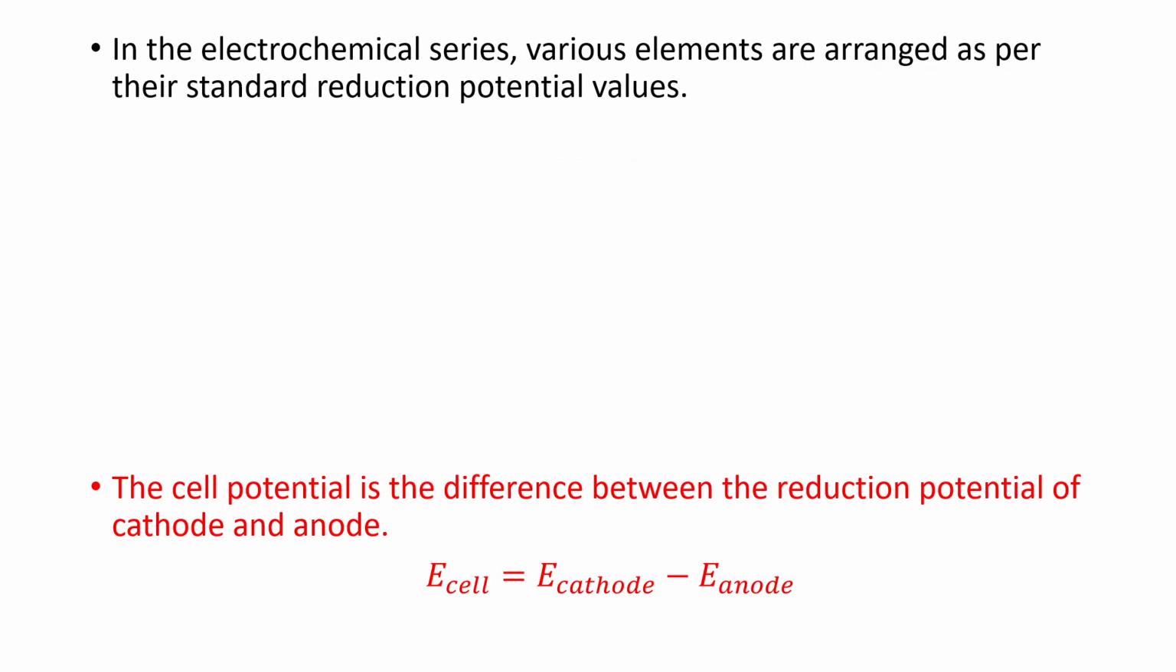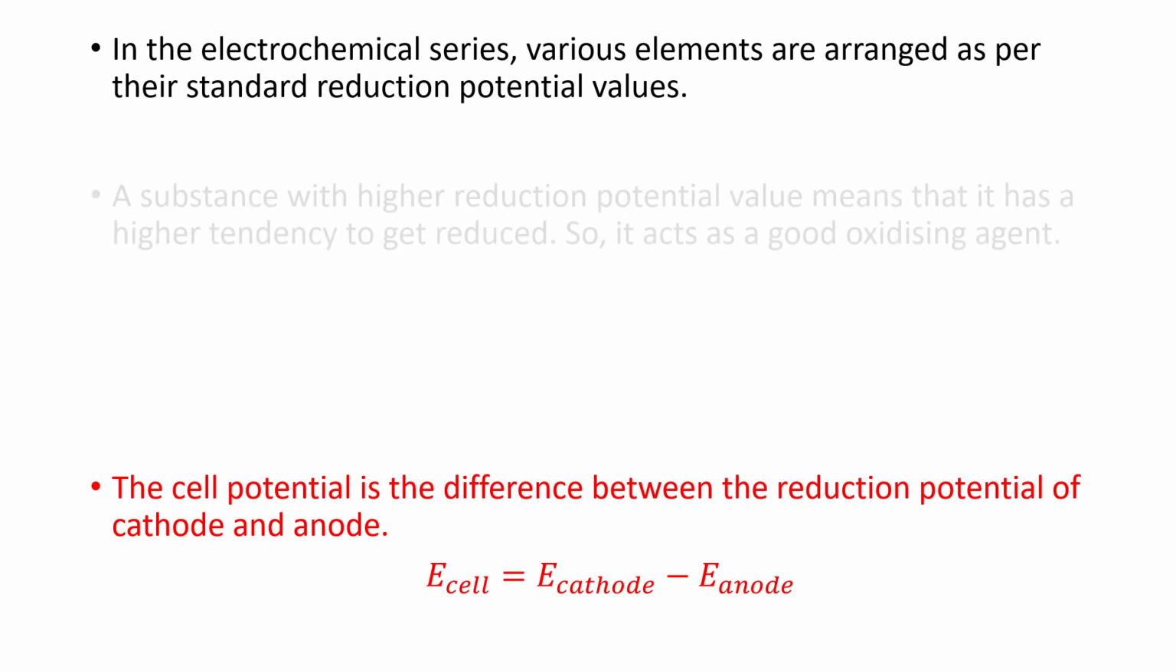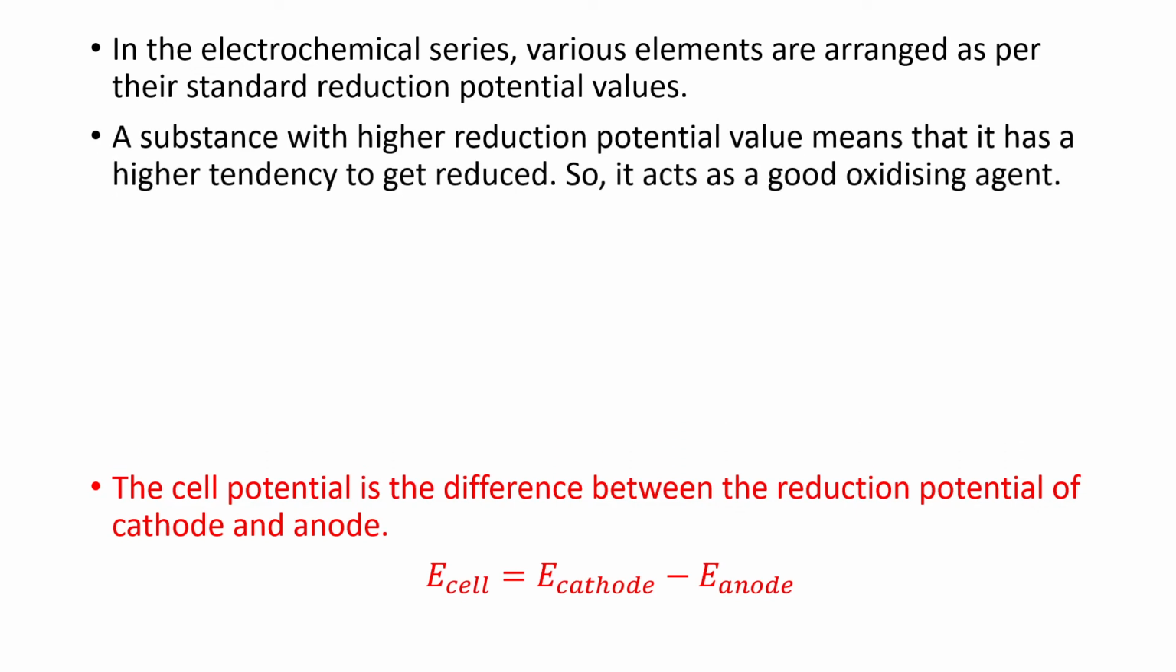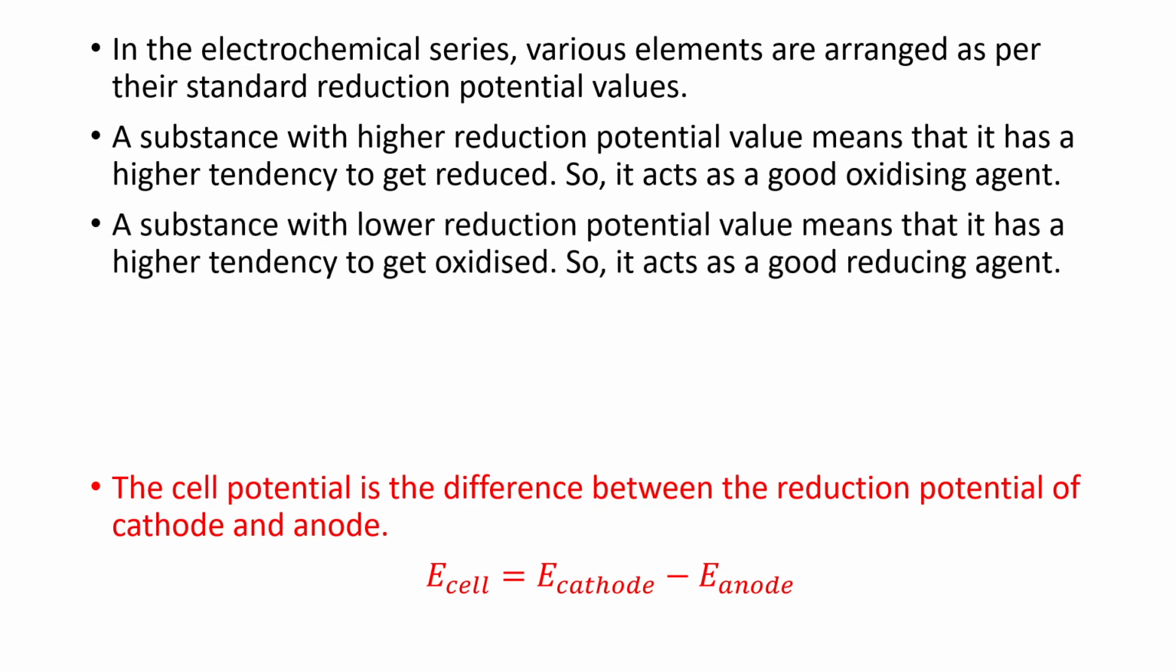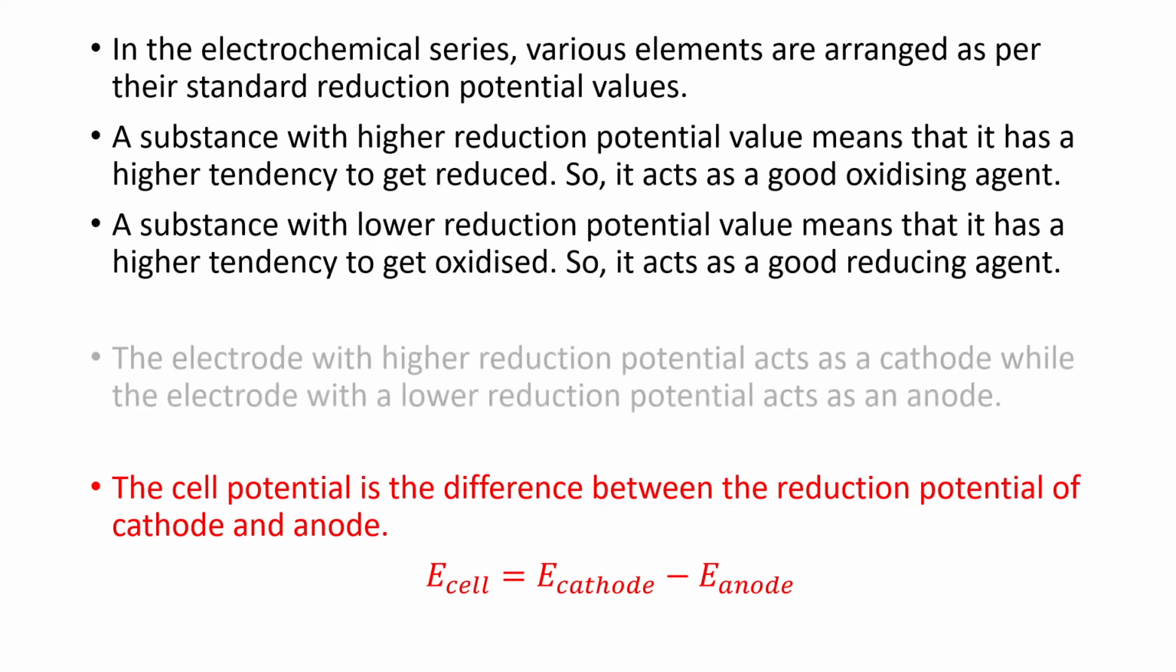In the electrochemical cell, various elements are arranged as per their standard electrode potential. A substance with a higher reduction potential value means that it has a higher tendency to get reduced, so it acts as a good oxidizing agent. A substance with a lower reduction value means that it has a higher tendency to get oxidized, so it is a good reducing agent.